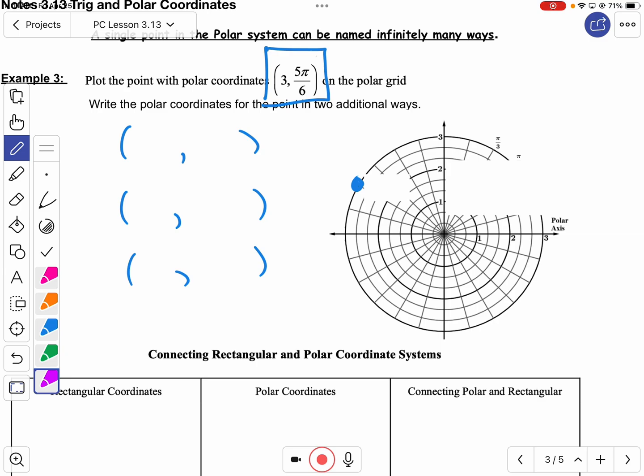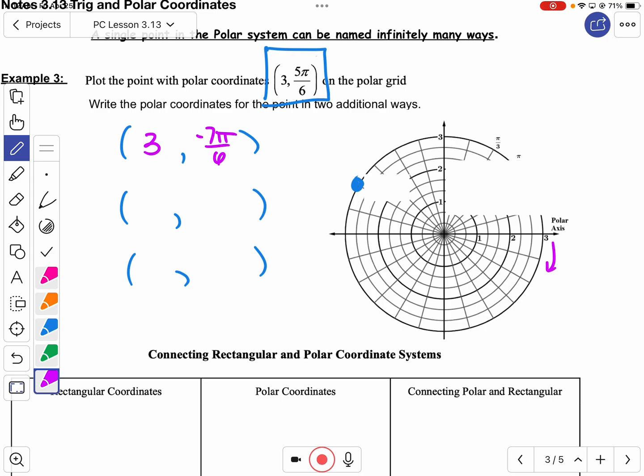All right, let's try it with a negative angle. If I was going to do a negative angle and go clockwise to get there, negative, what would that be? Negative 7 pi over 6. That would land in the same spot. Would I need a positive or a negative radius? Positive. So that's an option. Anybody use another positive angle?